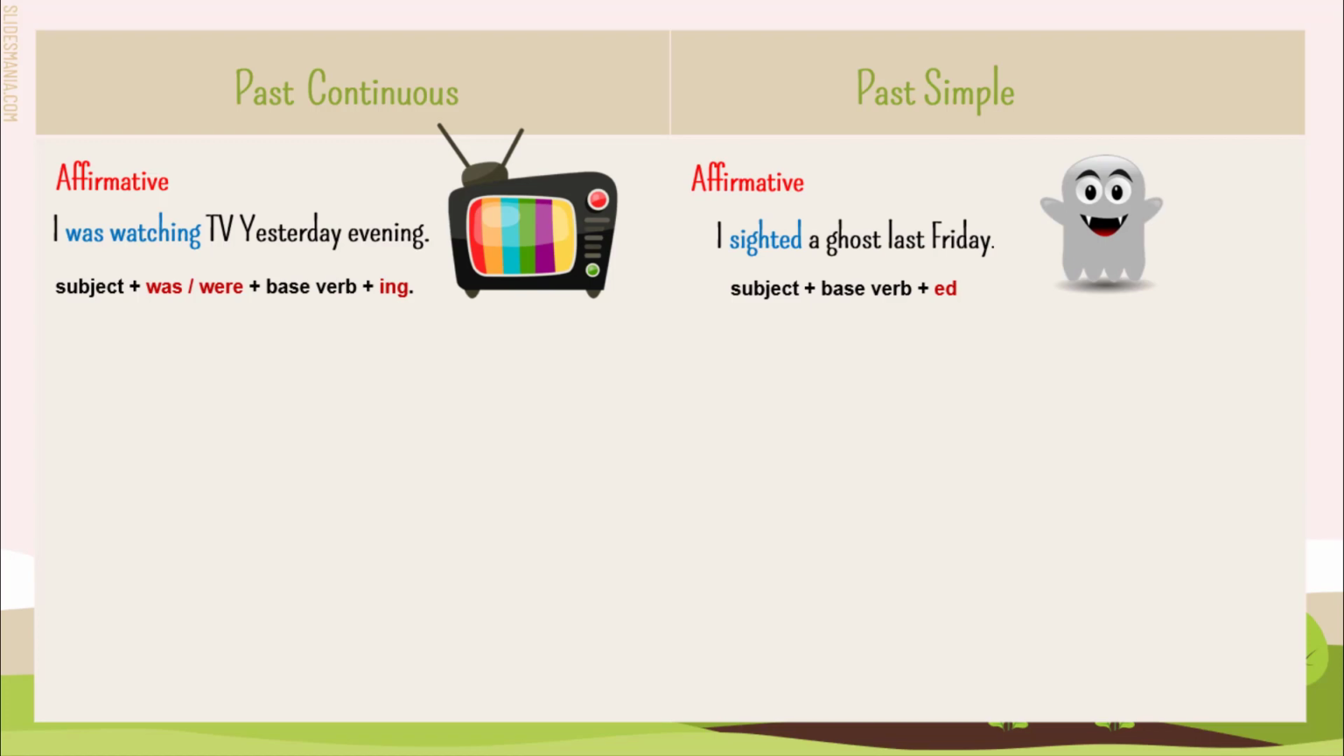The negative form. The past continuous negative form will start with the subject plus was or were plus not plus base verb and ing. For example, she was not singing.